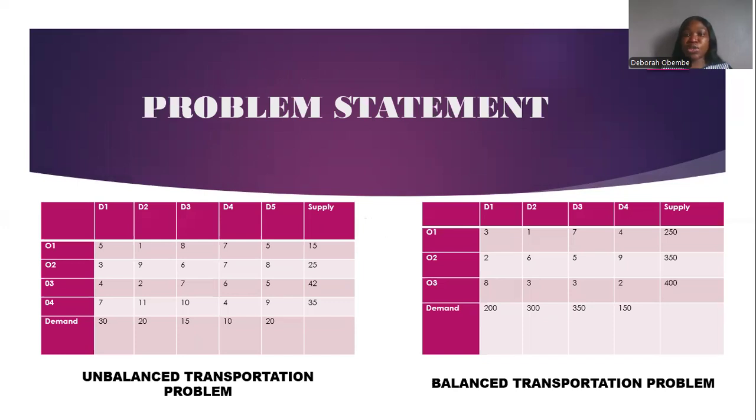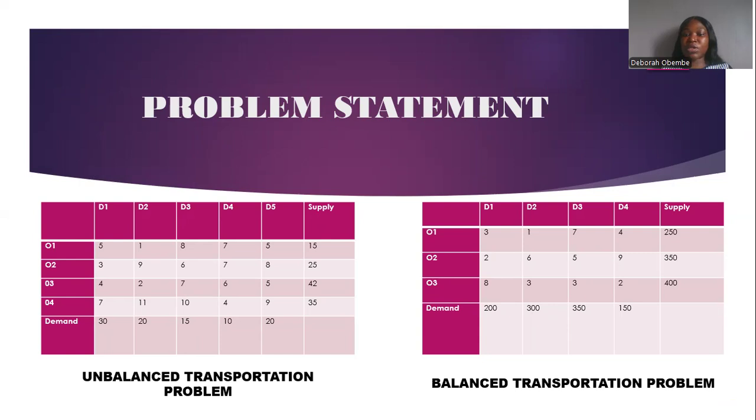For the unbalanced transportation problem, we have 5 columns and 4 rows. If you sum up the supply, we have 117, and for the demand, we have 95. You can see that the supply is not equal to the demand. That means this transportation problem is unbalanced.